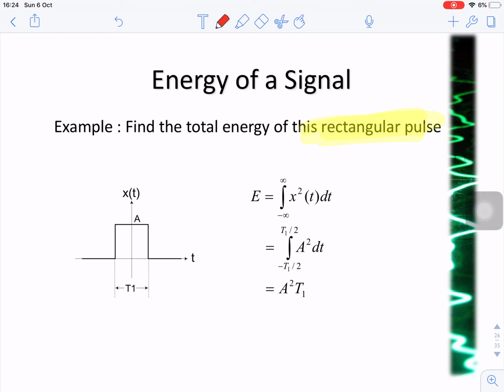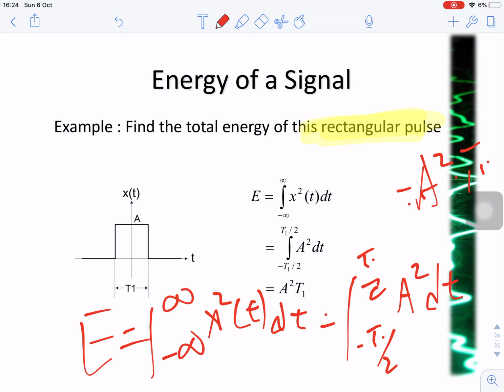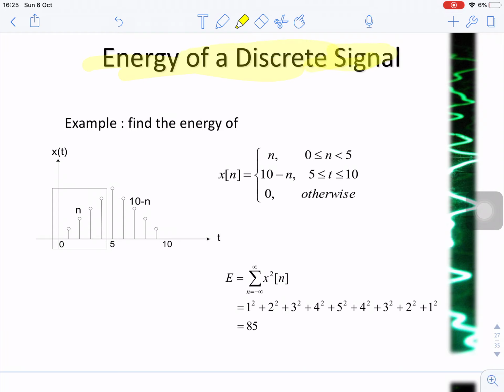So for the rectangular impulse, we can write the integral of x(t) dt, and this is going to be a squared dt, which is just a squared times t. The key thing is that this is just like u, okay? It's just the energy of a discrete signal. Let's find the energy of that.